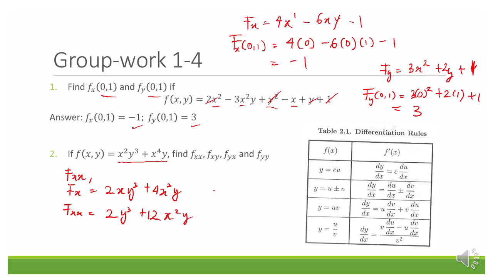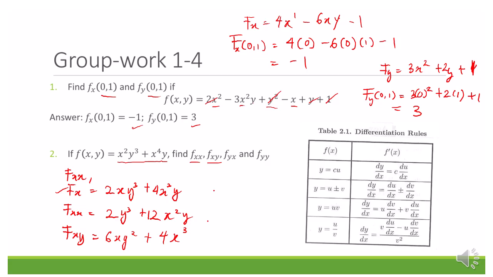Then if you want to do fxy, that means taking the first order fx, then differentiating according to y. So it will be 6xy^2 plus 4x^3. So we have solved these two.